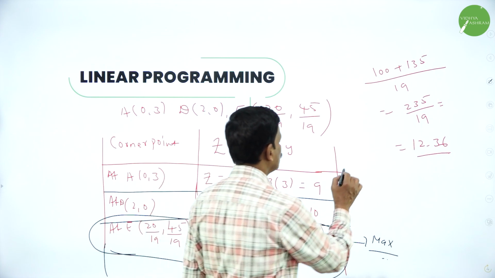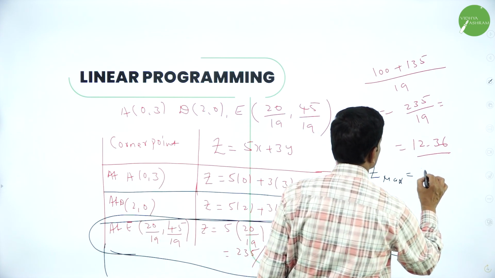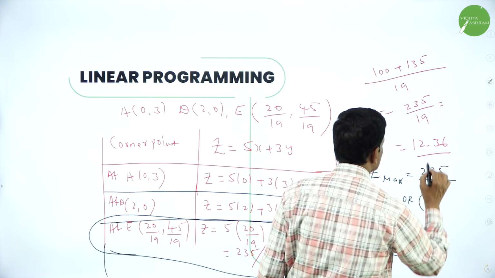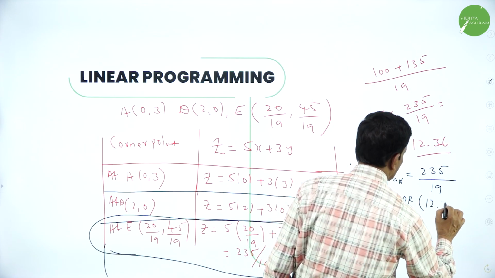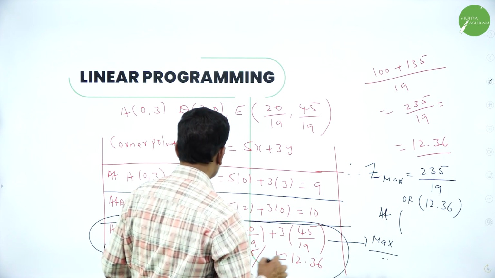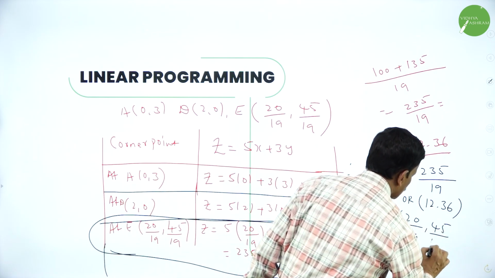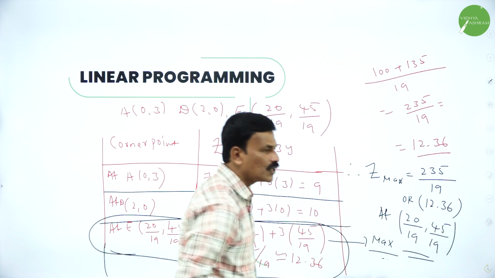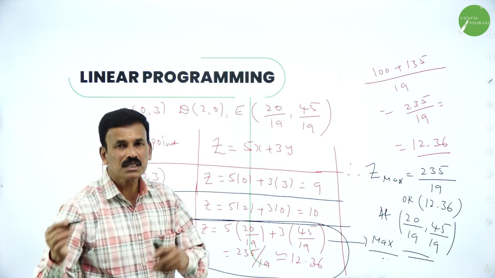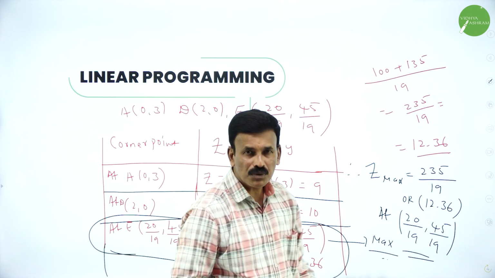Okay. So therefore the maximum value, Z maximum, is equal to 235 divided by 19, or that is nothing but 12.36, at what corner point? At (20/19, 45/19). That's it. This is how we are going to solve this problem. Hope you followed. So if you do this much, definitely you will get 5 marks. Very simple method, right? Now move on to the next problem.